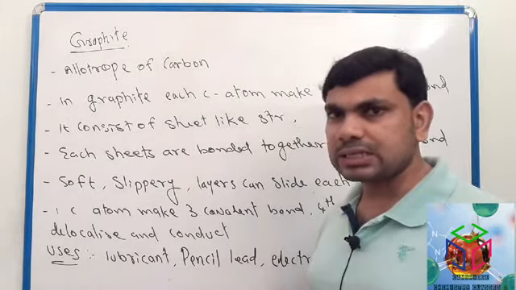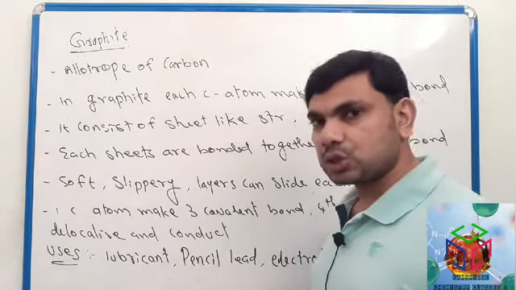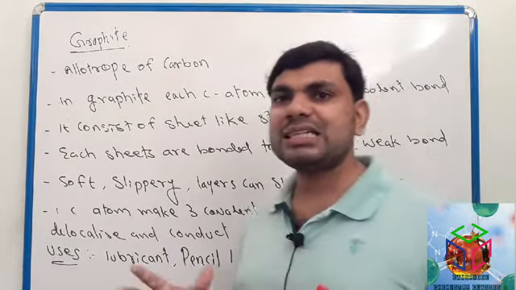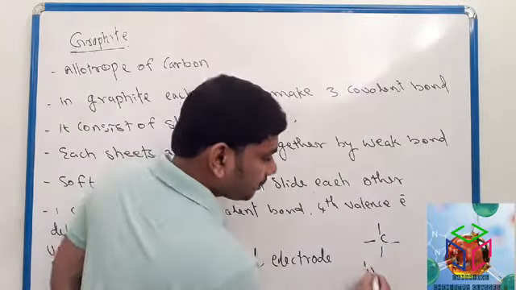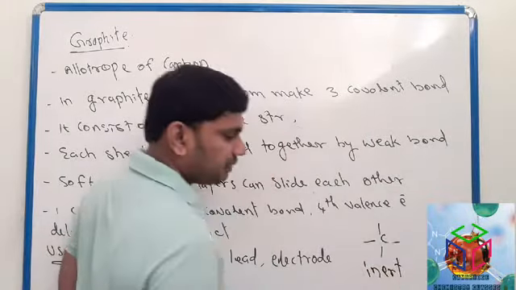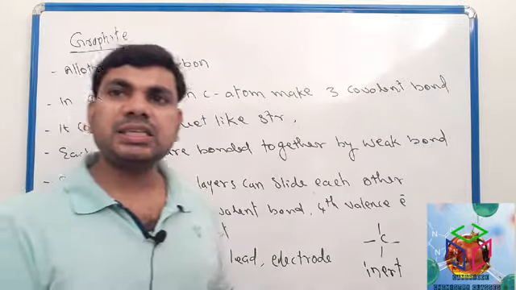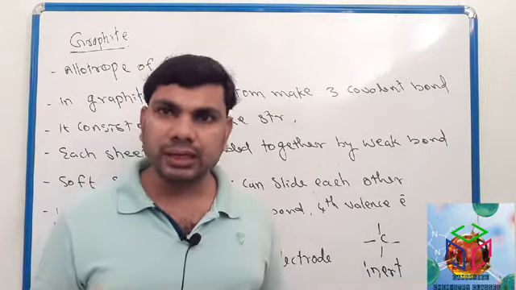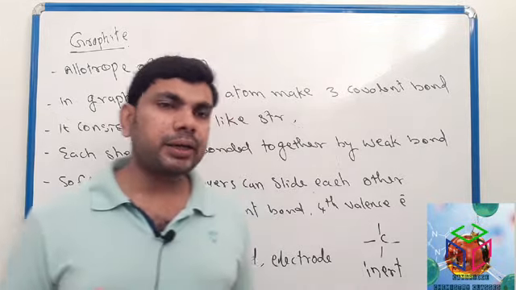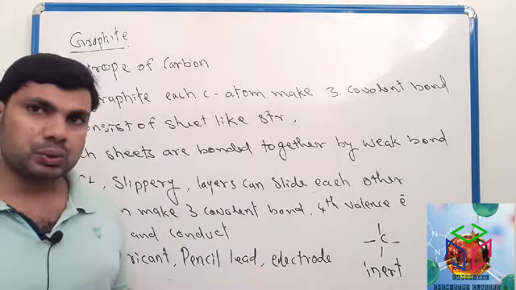In electrolysis, graphite is used as an electrode because graphite is inert, unreactive. Okay, graphite is unreactive or inert. Also it is a good conductor of electricity. That's why graphite is used as an electrode.